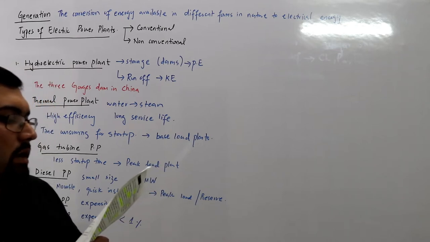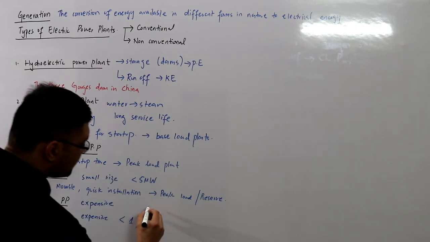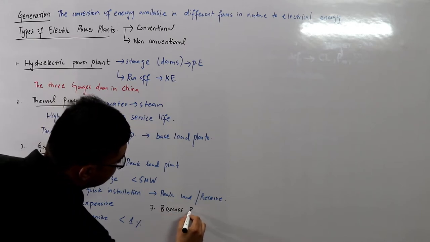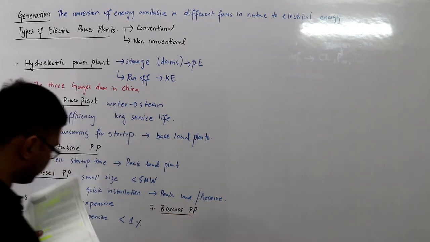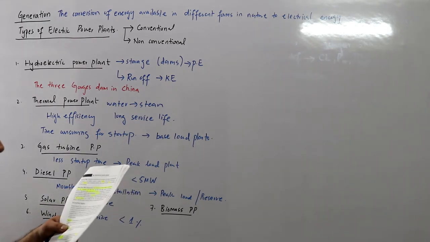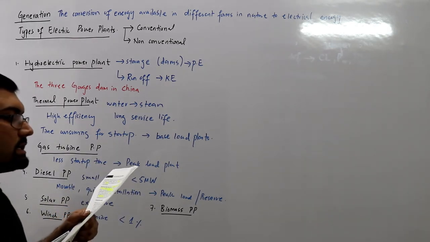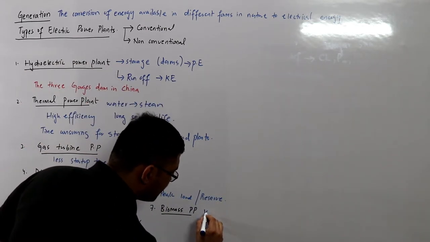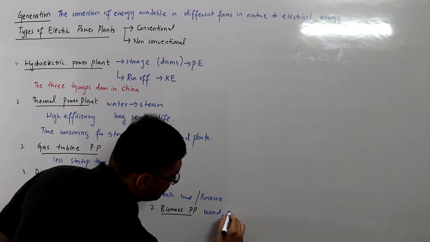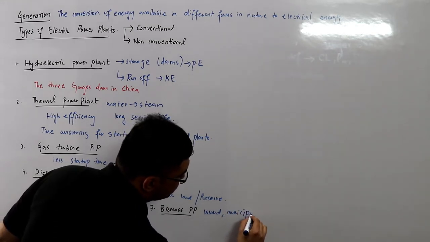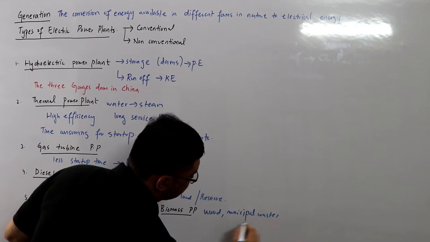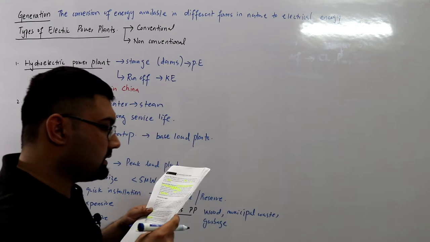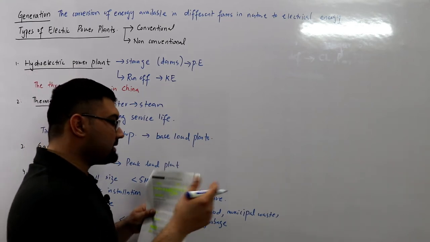The next is the biomass power plant, the seventh. What does the biomass power plant say? Biomass such as wood, solid waste, garbage, municipal waste, and what else? Agricultural waste, etc.